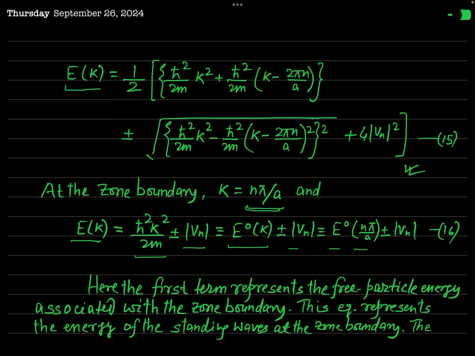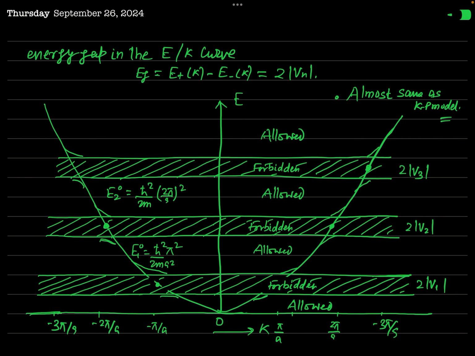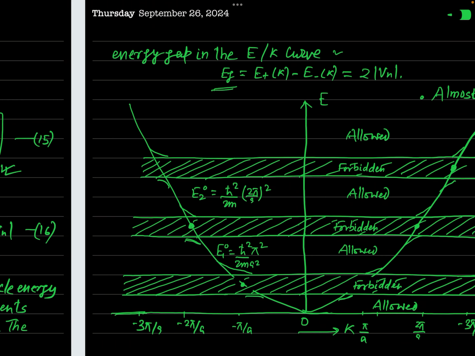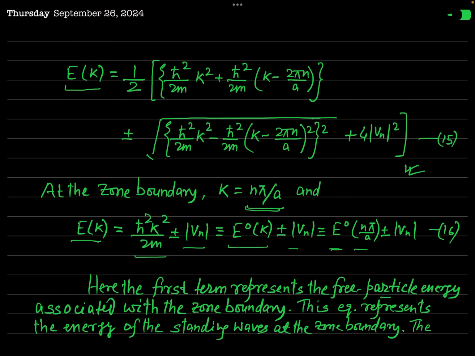Actually, you can see here this first term in the RHS of this equation represents the free electron energy associated with the zone boundary. It means at the zone boundary, this is the free electron energy. And this equation actually represents the energy of the standing wave at the zone boundary, and so the energy gap in the E-k curve will be what? If your aim is to find the band gap Eg, that will be found simply by the difference of this E-k taking this plus sign and the value of E-k when you take this minus sign.